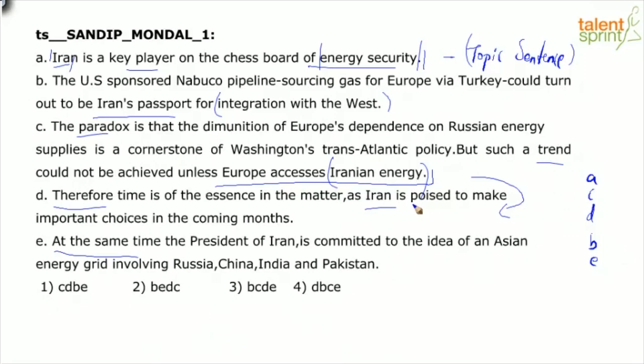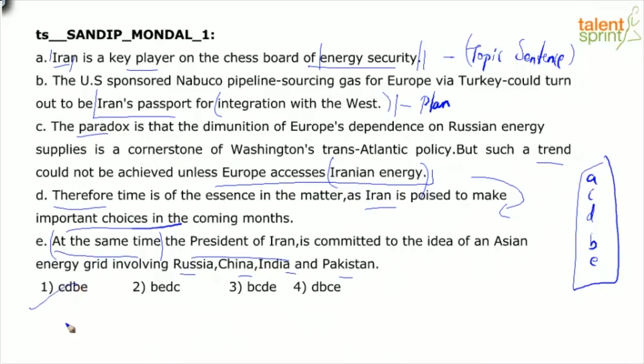The US-sponsored Nabucco pipeline sourcing gas for Europe via Turkey could turn out to be Iran's passport for integration with the West. So probably the plan is for Iran to integrate with the West. And in addition, at the same time, this is the plan, right? So one of the important choices is Iran's integration with the West. So as this is happening, at the same time, the President of Iran is also making other plans. What is this other important choice? He wants to involve Russia, China, India and Pakistan in the Asian energy grid. So I think this sequence is perfect, and that is in 1.